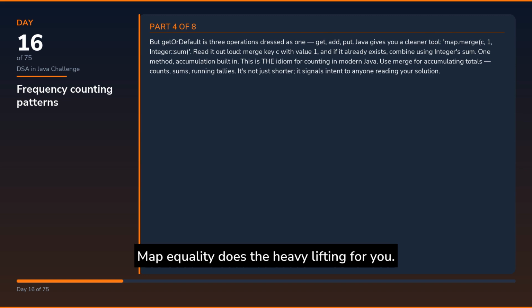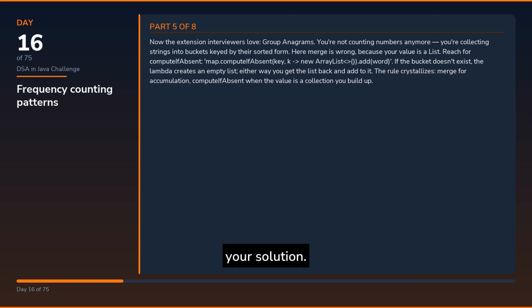But getOrDefault is 3 operations dressed as 1. Get, add, put. Java gives you a cleaner tool. map.merge(c, 1, Integer::sum). Read it out loud. Merge key c with value 1. And if it already exists, combine using Integer sum. 1 method, accumulation built in. This is the idiom for counting in modern Java. Use merge for accumulating totals, counts, sums, running tallies. It's not just shorter. It signals intent to anyone reading your solution.